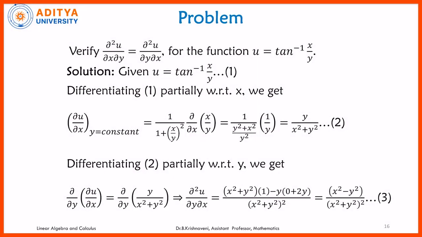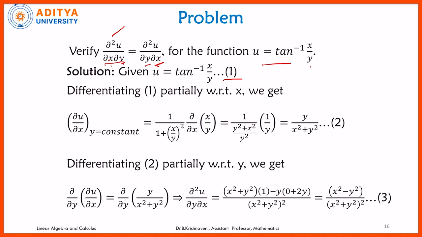Now, the next question is about the verification of dou square u by dou x dou y is equal to dou square u by dou y dou x, for the function u is equal to tan inverse of x by y. Here there are two aspects you can observe. The first one is doing the partial derivative first with respect to y then x. The second one is doing the partial derivative first with respect to x then y, and we need to show that both are the same. Now, let us consider the given function u is equal to tan inverse x by y. Let it be equation number 1.